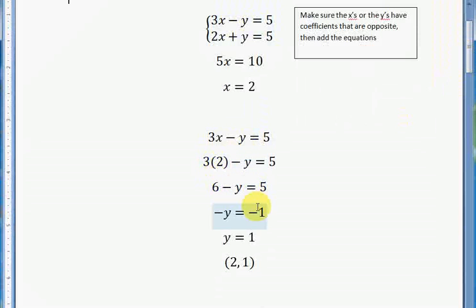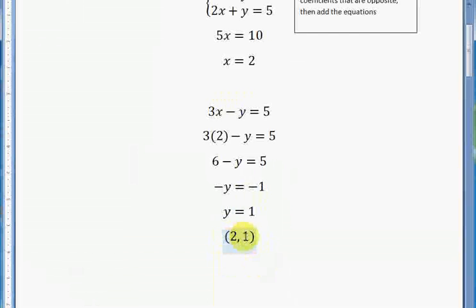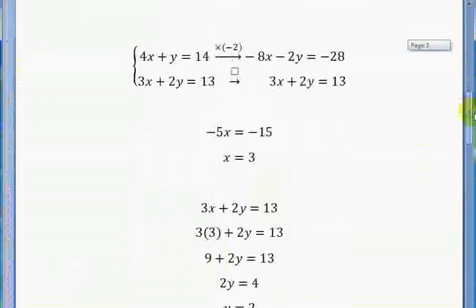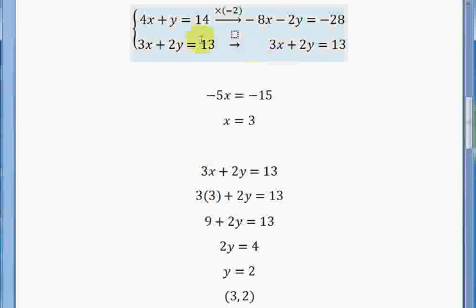I subtract 6 from both sides. I get -y is -1. So y is 1. So therefore, I got x equals 2 up here. I got y as 1 down here, so I get (2, 1) for my final answer. Now, this was a very simple equation because we started out, they were opposites. We come down here to a second example, 4x plus y equals 14, and 3x plus 2y equals 13.